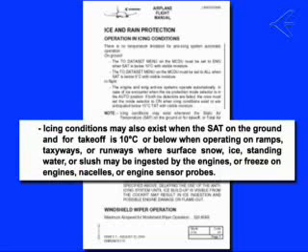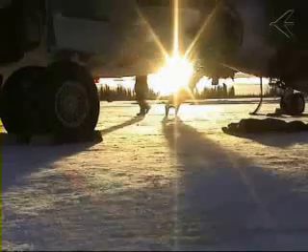The general rule is that icing accumulation is always greatest at temperatures not too far below 0 degrees Celsius, 32 degrees Fahrenheit, and usually is negligible at temperatures below about minus 20 degrees Celsius, minus 4 degrees Fahrenheit.